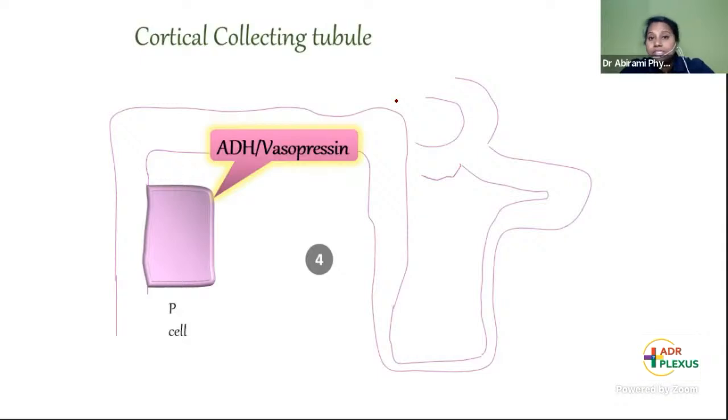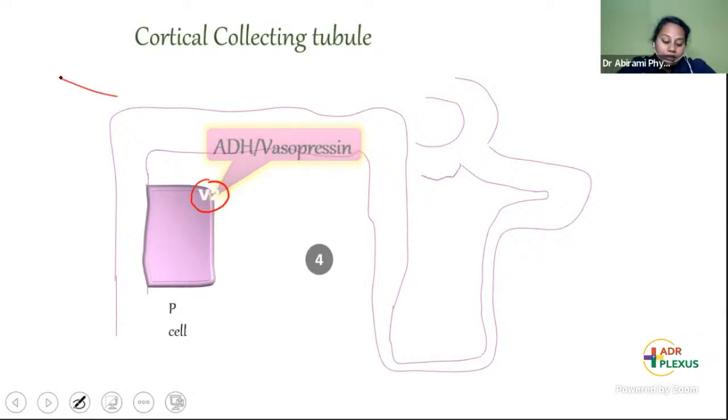Hypothalamus. What is the role of this ADH? It acts on the cortical collecting tubule on receptors called V2 receptors. Only when vasopressin attaches to the V2 receptor, this will cause insertion of water channels called aquaporin 2. So when you don't have vasopressin, there is no aquaporin 2. Only when vasopressin attaches to the V2 receptor, aquaporin 2 is inserted. And this reabsorbs water.